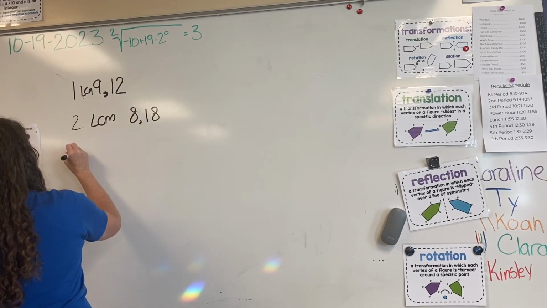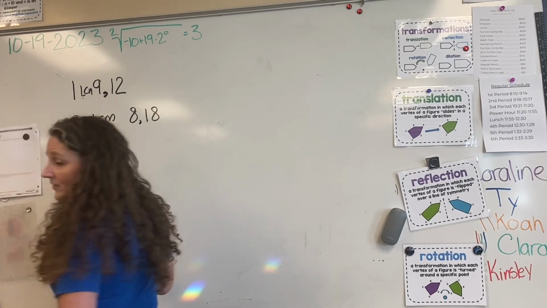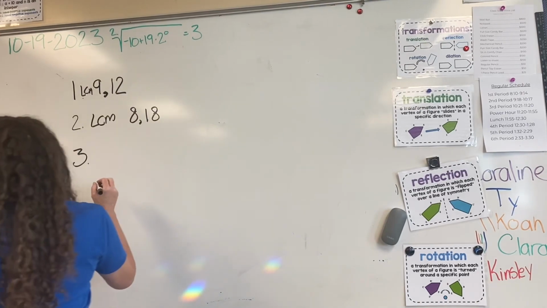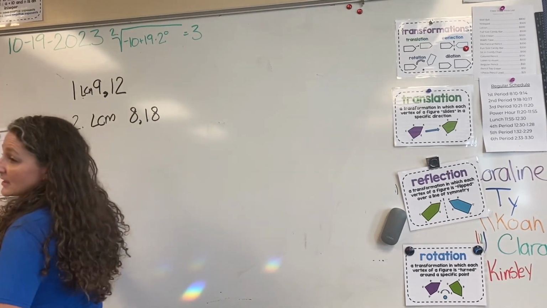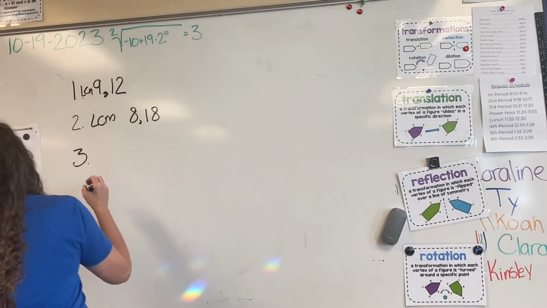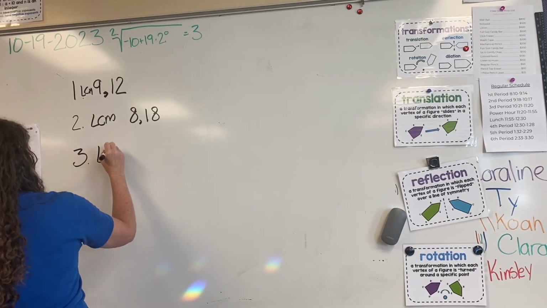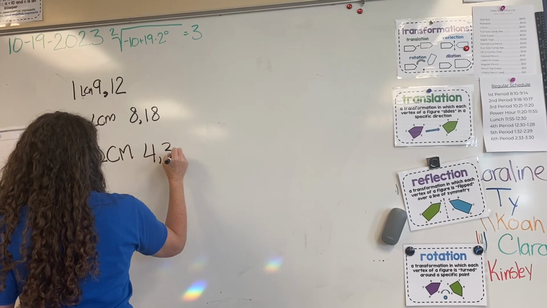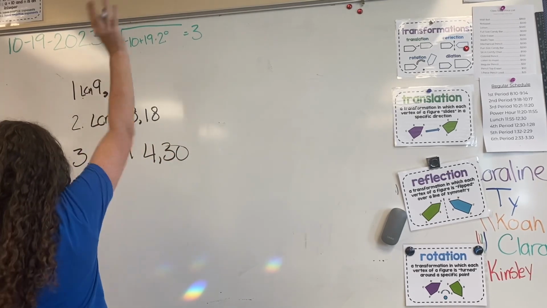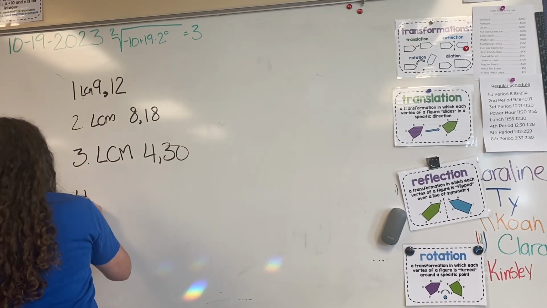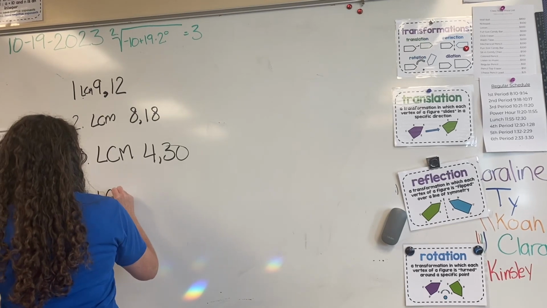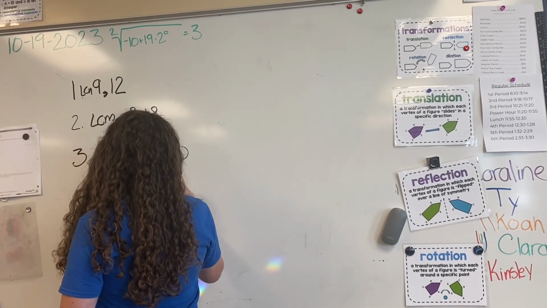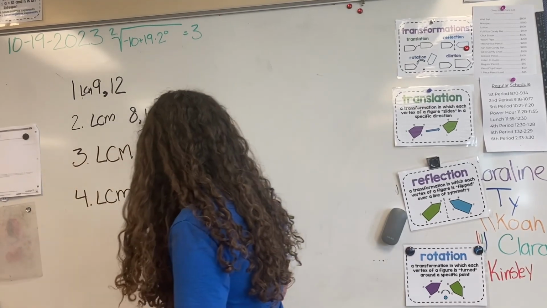Group 3, so that's Kessler and Cora, your table, and Jacqueline and Kig, you're all important. You're doing the least common multiple of 4 and 30. And I'll do table 4, and I'll do the least common multiple of 12 and 30. I already know what that one's going to be.